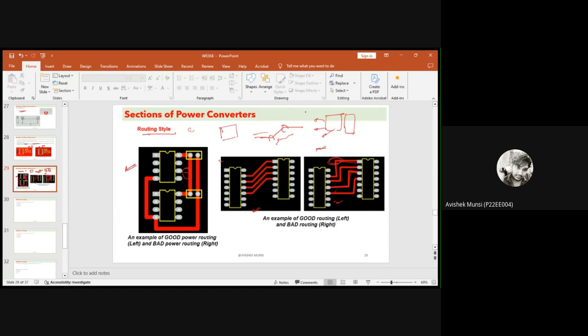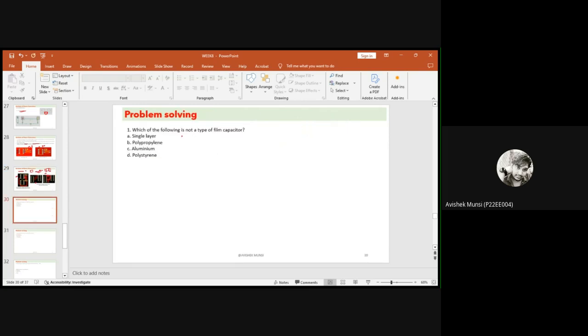Okay. So now we will solve some problems, the basic problems regarding this session. Some fundamental questions. Try to answer those questions, and I will give 2-3 minutes for each question. Which of the following is not a type of film capacitor? Try to answer it. And if you have any doubt regarding PCB design and how to design PCB, you can ask.